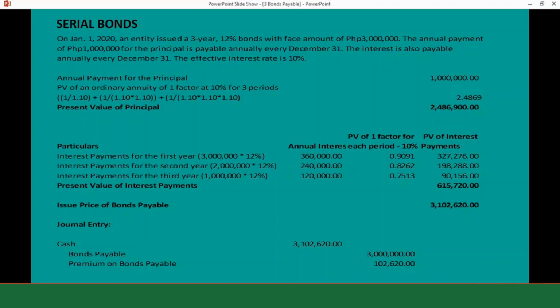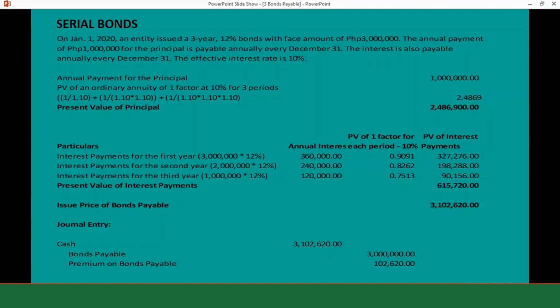Now, 12% yung nominal rate, then 10% yung effective interest rate. So, paano kumpitin yung present value factor? Or yung present value issue price ng bonds? So, ito yon. Annual payment for the principal, 1 million. If you will notice, no? So, every year, 1 million ang babayad niya. Okay, para mag-zero out at the end of the third year, yung bonds payable.